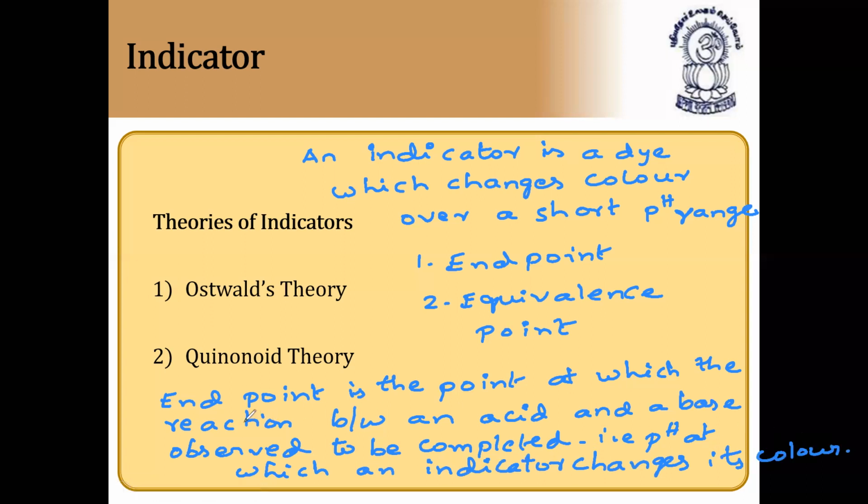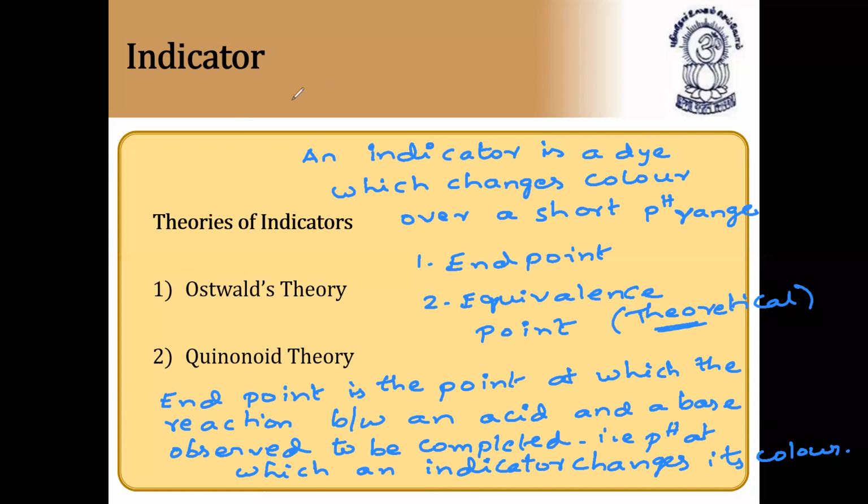The equivalence point is the point at which the reaction between acid and base is theoretically complete. The point at which the reaction between acid and base is completed is called the equivalence point, and the end point is the point at which the reaction between an acid and a base is observed to be completed. This is a theoretical concept and this is an observed concept. The pH at which an indicator changes its color is called the end point.